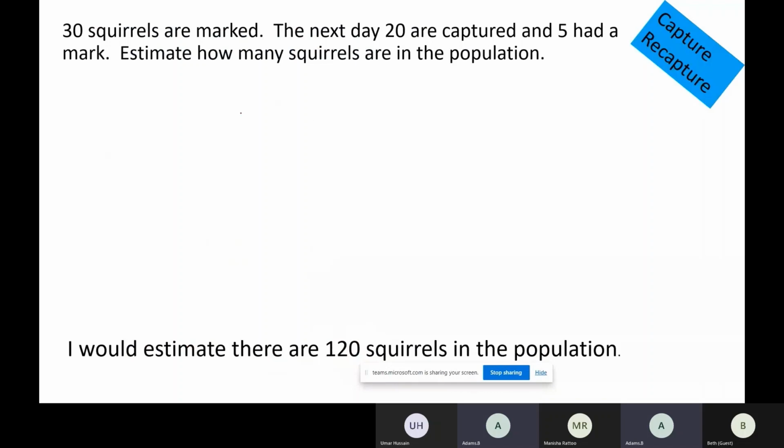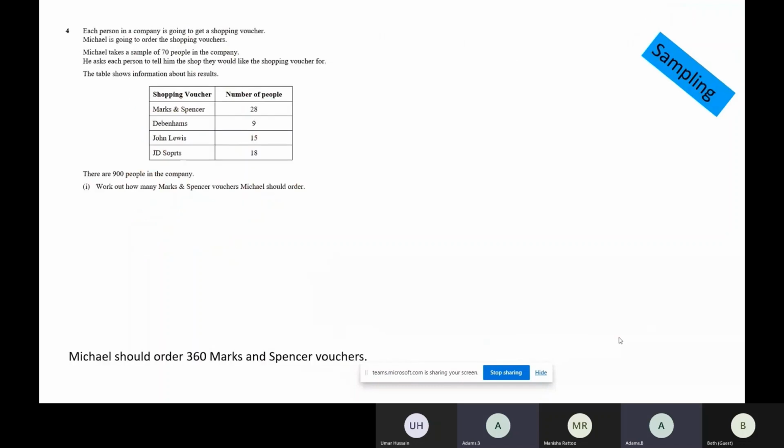Capture, recapture. I think this came across as being a high-level problem, but if you're good at solving equations and you can set these up, 30 out of the whole population are marked, and we recapture 5 out of 20. So we solve our equation. 30 times 20 is 5x. Divide by 5, divide by 5. Cancel, cancel. 4. 120 is x. And we write a comment. So it becomes quite quick and fairly intuitive.